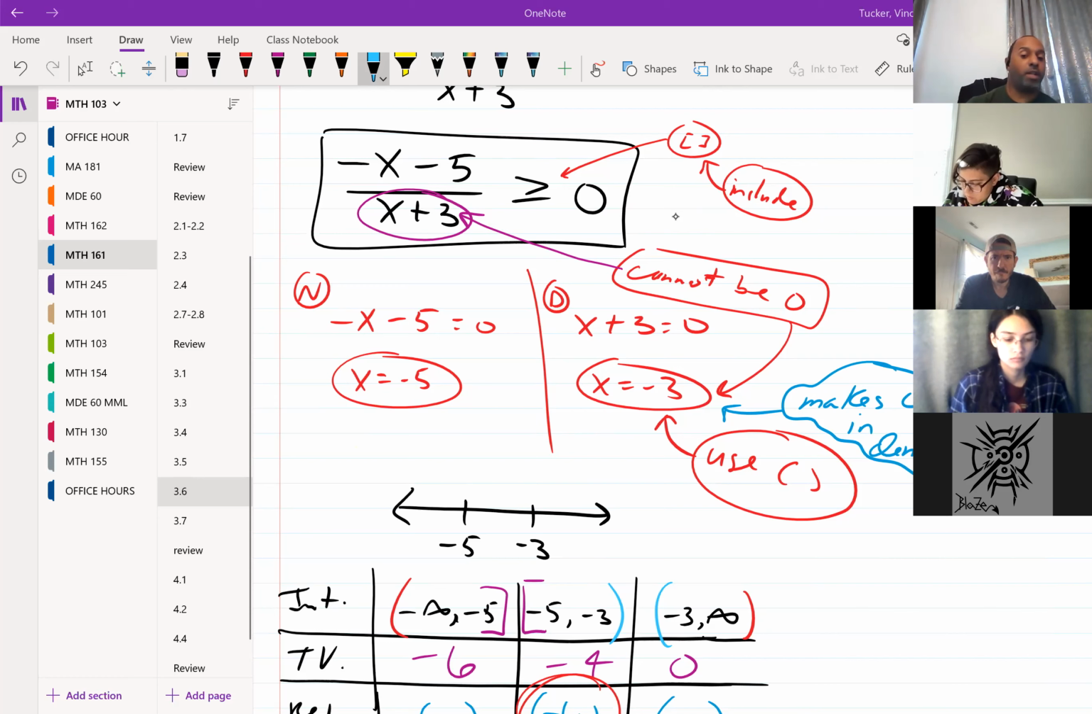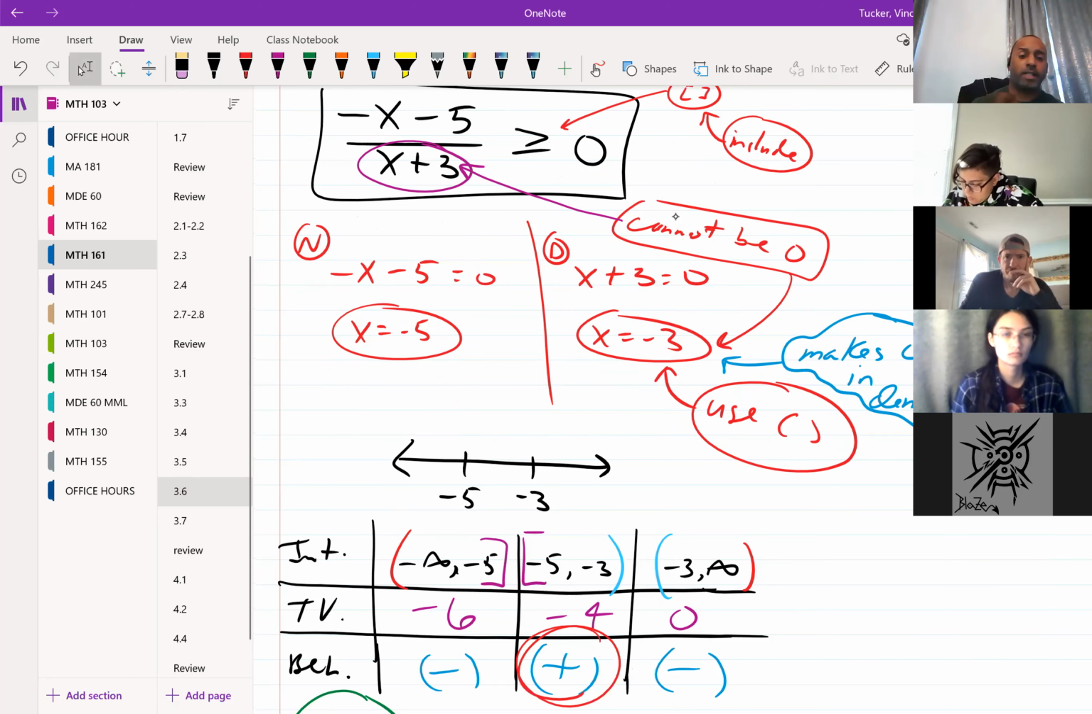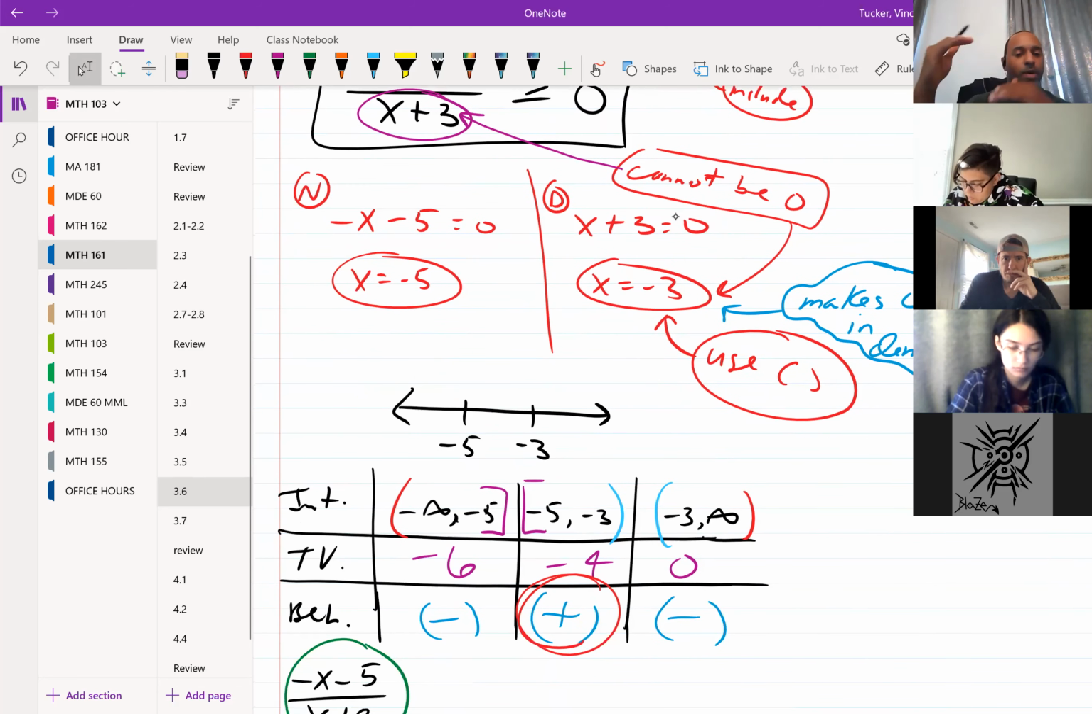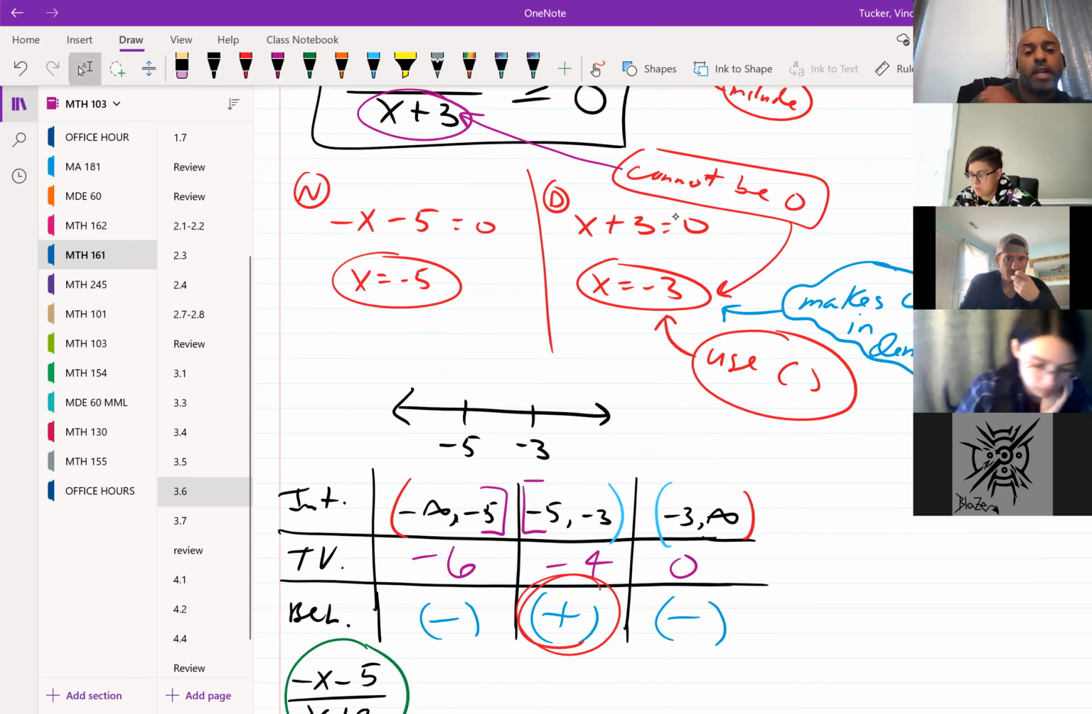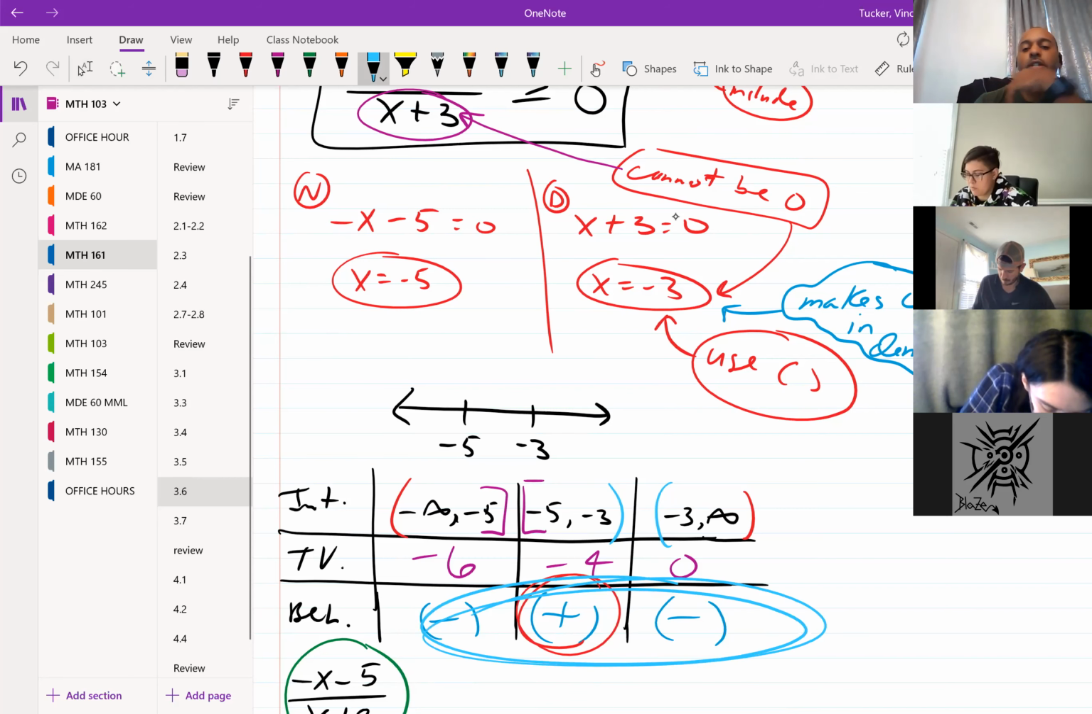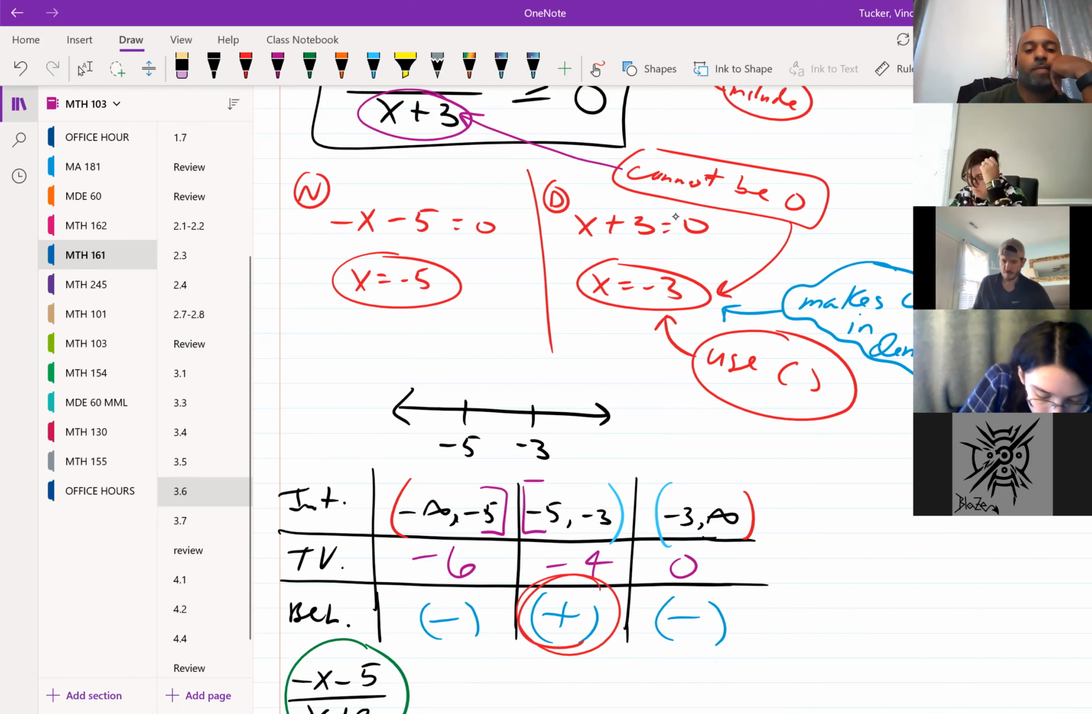So from that point, everything else is going to be the same. You're going to establish your test values, plug them in, then find your behavior. And then from your behavior, you look and see what matches up with the symbol that we're using. So I chose -6, -4, and 0. Those are values that are in these intervals. If you choose something that's not in the interval, then you will get something different, but you just need to choose a value that's in the intervals. If you do that, you'll still get these same behaviors.